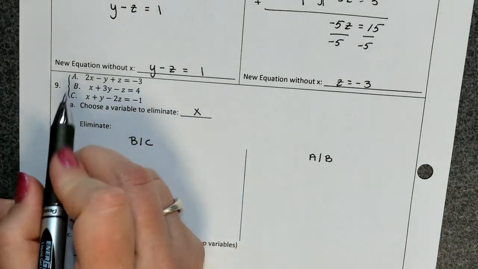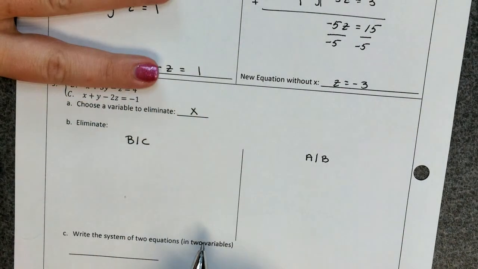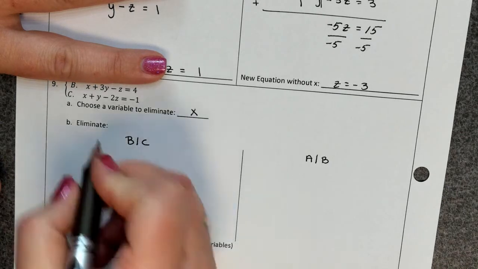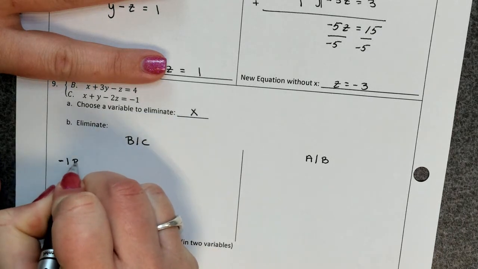Okay? If I combine B with C right now, so if I'm looking at just B with C, will my x's eliminate? No, if I add them the way they are right now, I will have 2x. I want to eliminate them. So what do I need to do in order for the x's to eliminate? Multiply one of them by -1. It doesn't matter which one. So maybe I'll just do it to the first one.